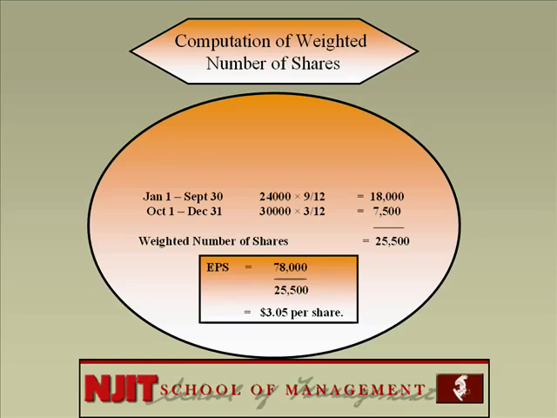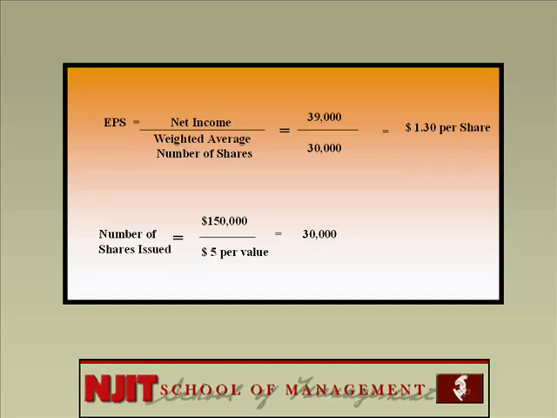Are you done? Let's have a look. 150,000 shares worth of shares were out there, $5 par value, that's 30,000 shares. Net income divided by number of shares out there, the net income was 39,000, the number of shares were 30,000, so its earnings per share is $1.30 per share. In this case, it was easy because you didn't have to weight them.